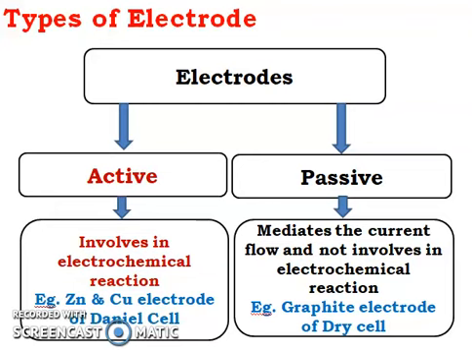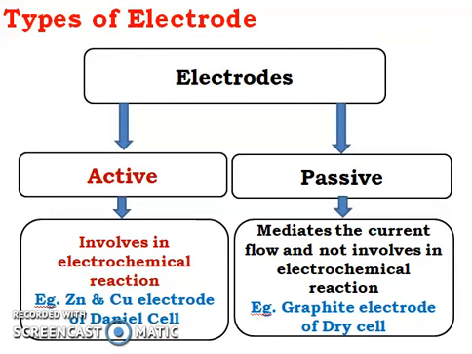We are having two types of electrodes. One is active electrode, another one is passive electrode. Active electrode is one where chemical reactions used to take place, that is electrochemical reaction, whereas passive electrodes mediate the electric current flow and do not involve in electrochemical reaction. I repeat, passive electrodes mediate the current flow and do not involve in electrochemical reaction.